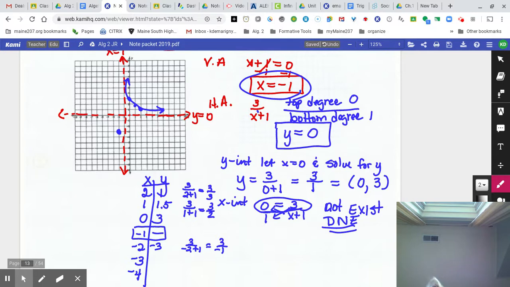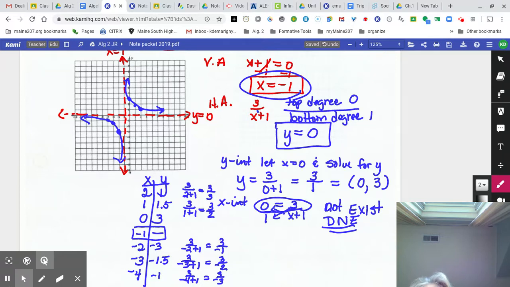But you don't have to do that. You are more than welcome to calculate these. There's a 3 over -3 plus 1. And so I end up with a 3 over a -2, which makes this a -1.5. So I'm going to go 1, 2, 3, 1.5. And then the next one is -4. So 3 over -4 plus 1 is going to be a 3 over a -3, which is a -1. So 1, 2, 3, 4, -1. And then if you look, voila, we have the graph of a rational function.